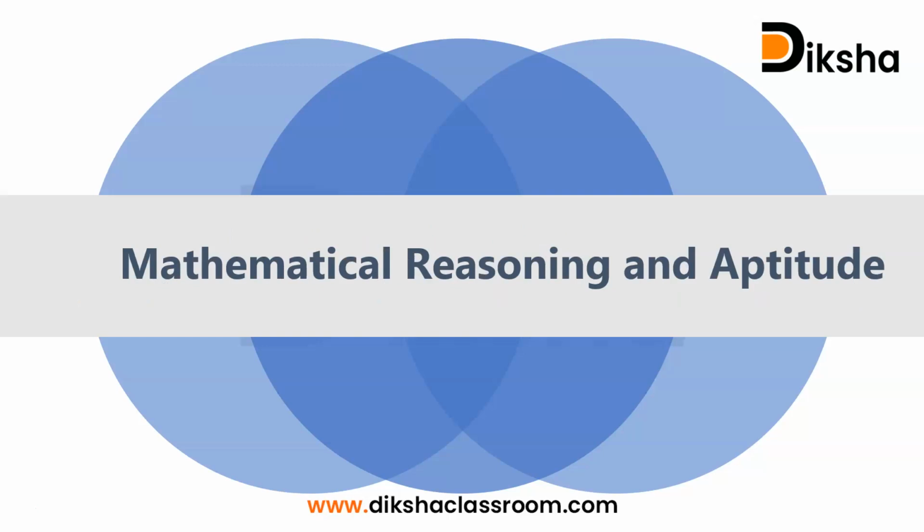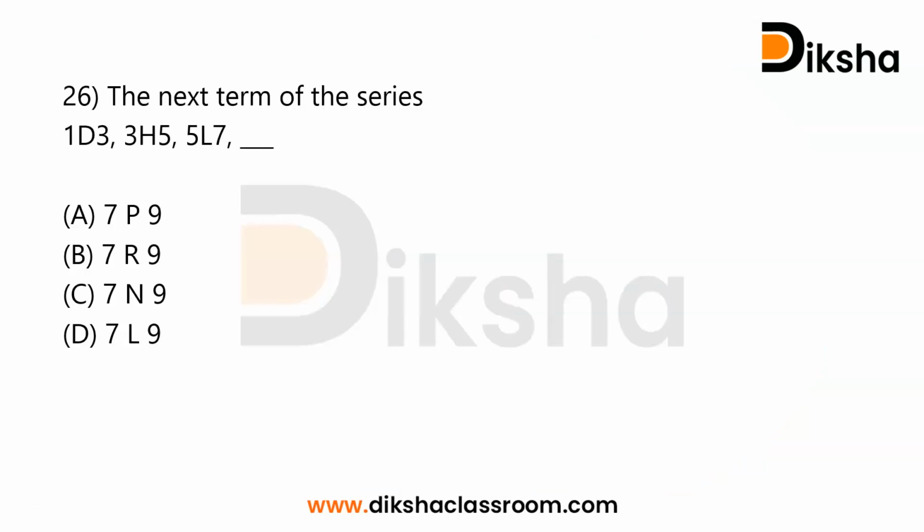The first topic we will be discussing in this video is mathematical reasoning and aptitude, one of the most important topics. So let's see the questions one by one. The 26th question is, find the next term of the series. The question given is 1D3, 3H5 and 5L7.